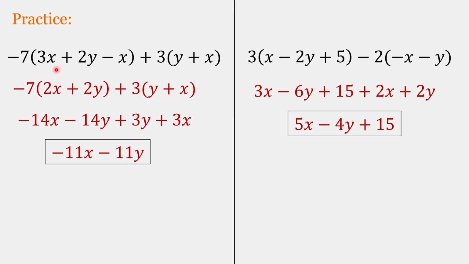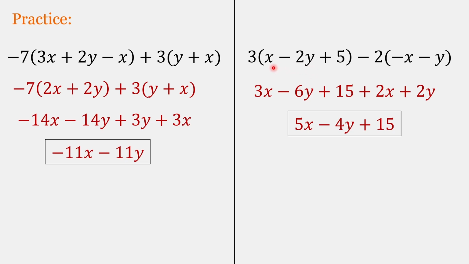For this first problem, it is possible to simplify the expression in the first parentheses. So 3x minus x can be combined to 2x. That leaves us with 2x plus 2y. We then distribute the negative 7, giving us negative 14x minus 14y. And then in the second term, we have 3 times the quantity y plus x. And that gives us 3y plus 3x. We then combine like terms, leaving us with negative 11x minus 11y.